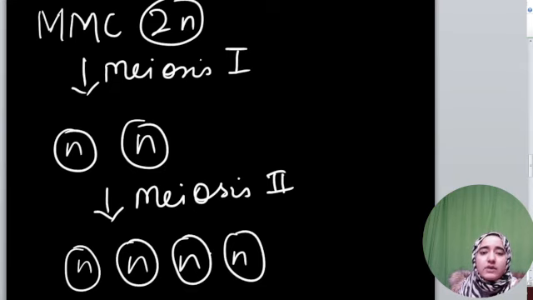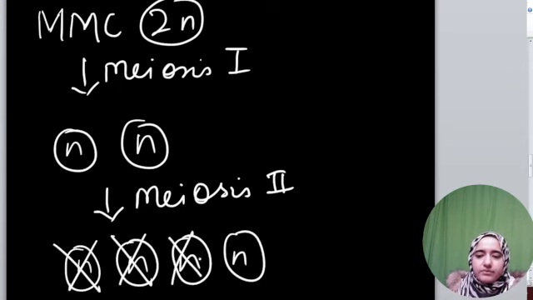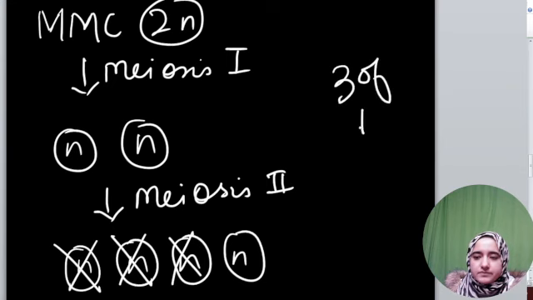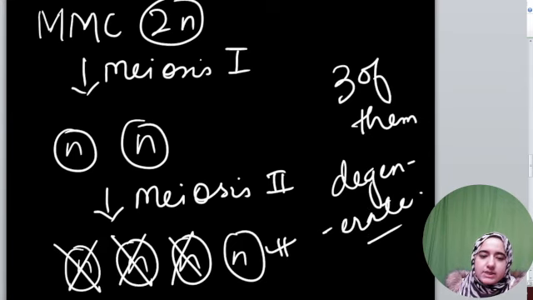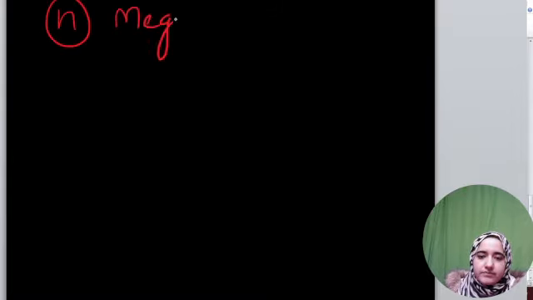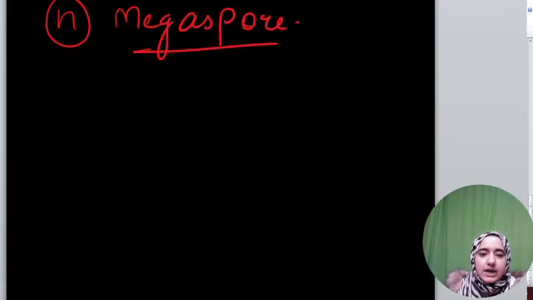And these give rise to pollen grains, right? But here what happened? Three of them degenerate. And what will happen to this one? We will see on our next slide. This is the megaspore, right? What will happen to this megaspore now?